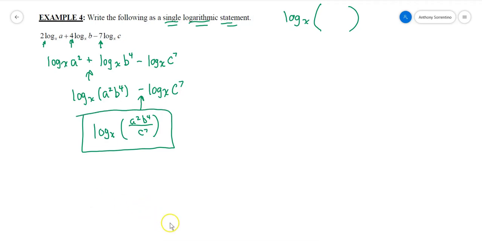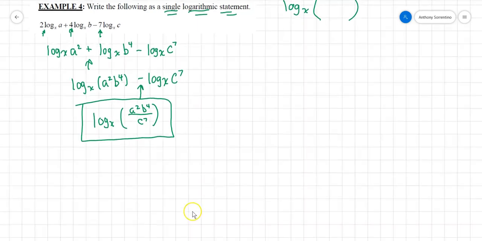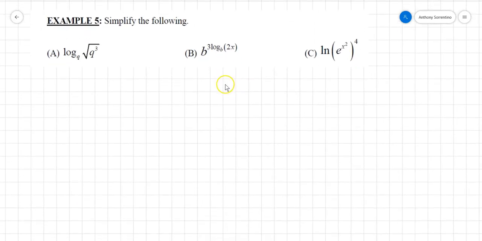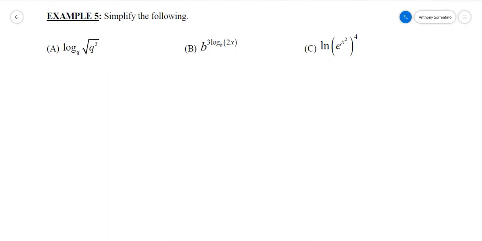Example 5, which is kind of similar to example 1, except we're dealing with situations now, as I mentioned before. For a, for instance, I have the log base q of the square root of q cubed. If I had the log base q and the q right next to each other, things would cancel, I'd be done. But unfortunately, this radical symbol is running between them. So I can't do anything with that yet. I can't just cause that thing to cancel. So there's a couple things I can do with this.